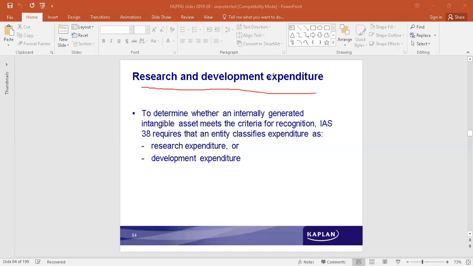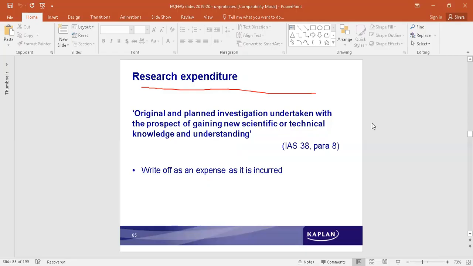Out of this, the life of the benefit that can be realized is not certain, because the benefit is realized for a very long period of time. So now, what is the treatment for this one? For the research expenditure, since the life is an indefinite period of time, the original and planned investigation is undertaken with the prospect of gaining new scientific or technical knowledge and understanding.